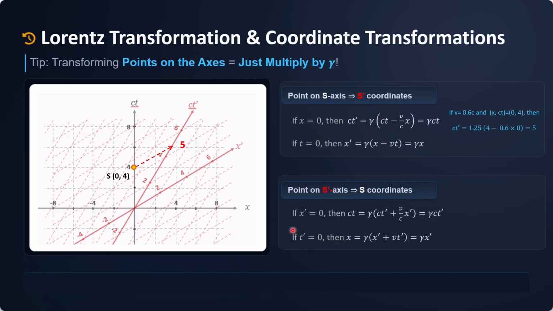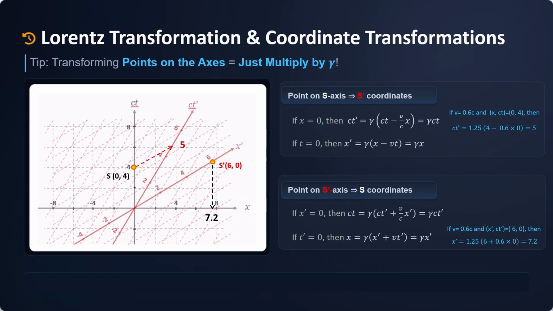Next, look at the bottom box for points on the rocket's axis. It works the exact same way in reverse. If x prime equals 0, ct becomes gamma times ct prime. And if t prime equals 0, x becomes gamma times x prime. Check out the example. For a point S prime at 6, 0 on the slanted x prime axis, x equals 1.25 times 6 plus 0.6 times 0, which equals 7.2. See that on our map? S prime at 6, 0 drops right down to 7.2 on the Earth x-axis.